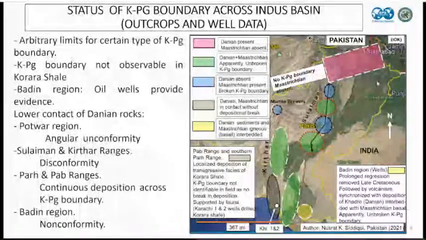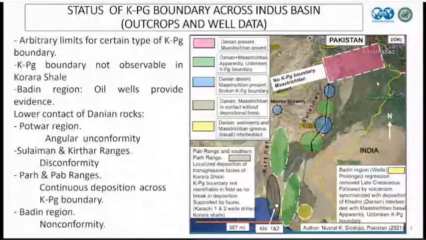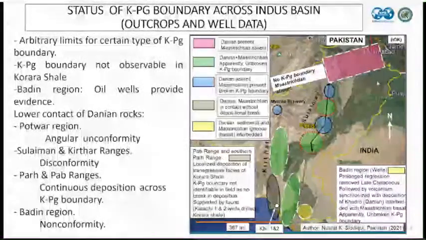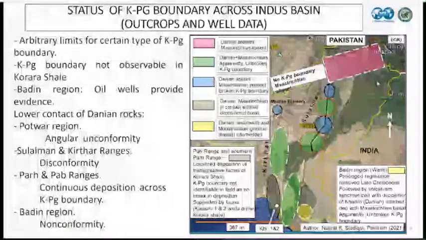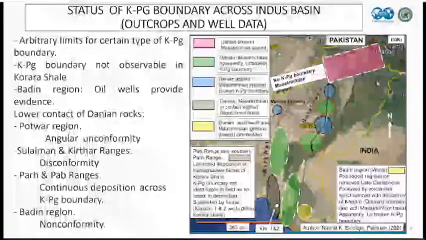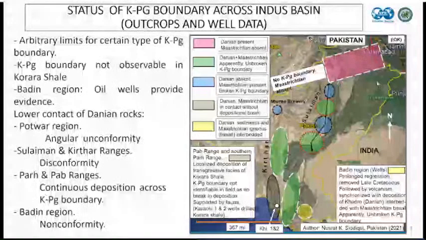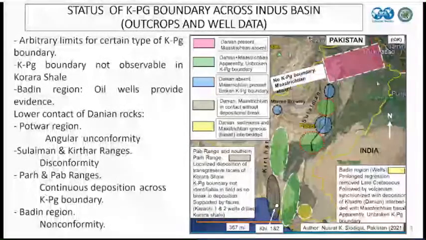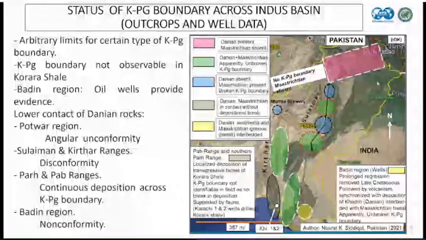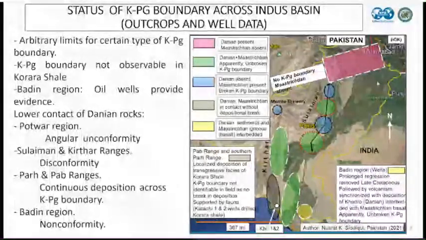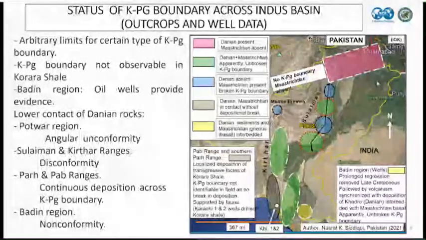In and around the blue circles, a broken KPG boundary is found with iron incrustations on top of the Maastrichtian rocks, and the Danian rocks are missing. It is a disconformity. In and around the green shapes, an apparently unbroken KPG boundary is found here. The Danian clastics overlie the Maastrichtian rocks marked by iron incrustations, a disconformity again.